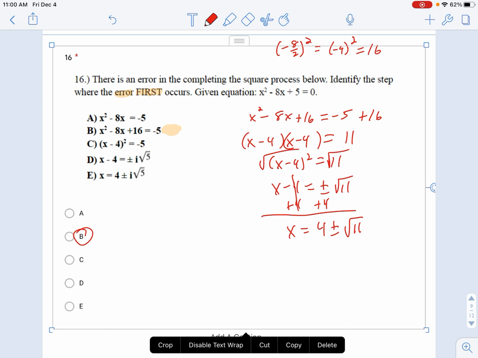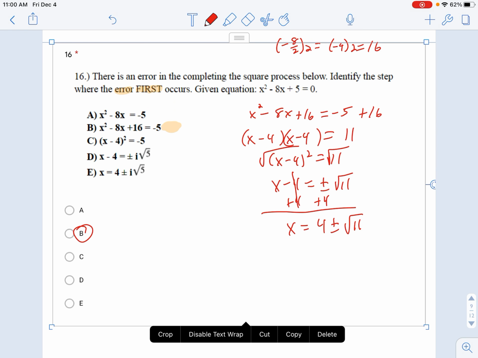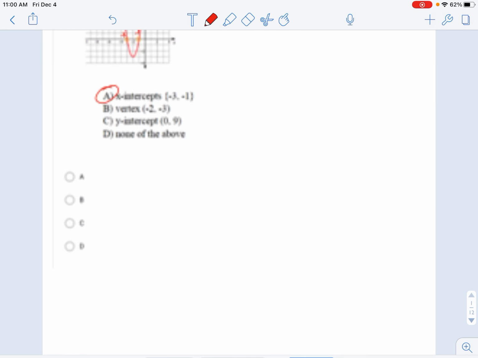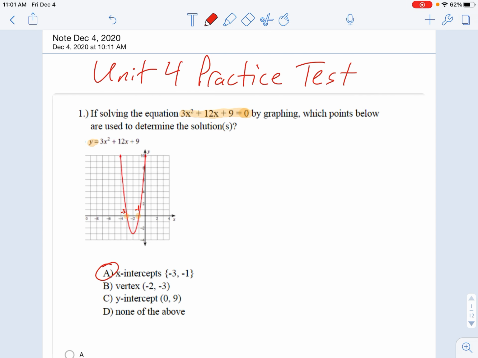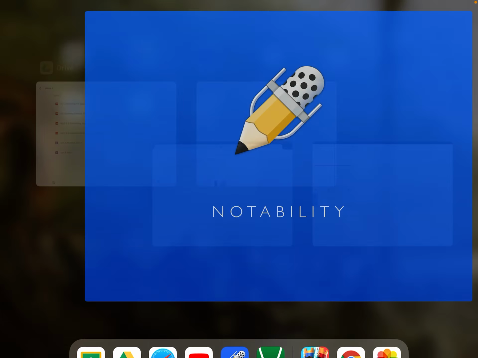So, oops, didn't mean to do that. Come on. Oh, gosh darn. Okay, my Notability crashed. I have to close it and then open it back up again. Sorry about this.